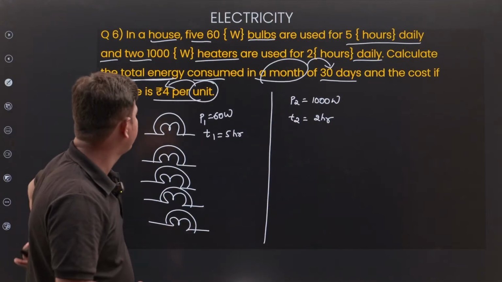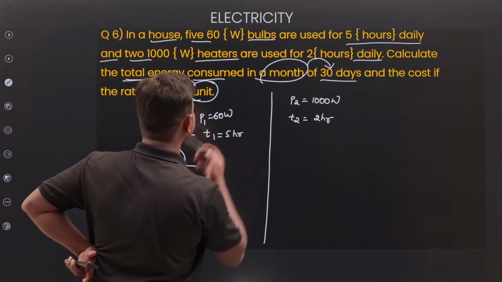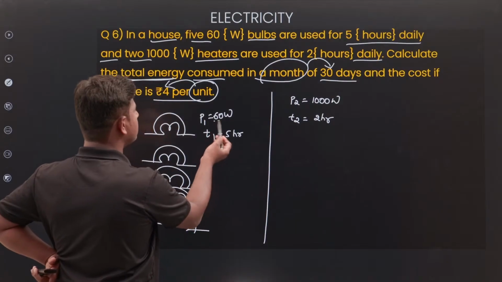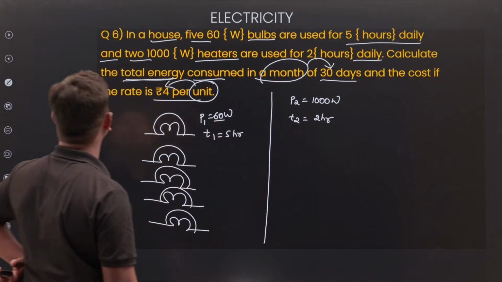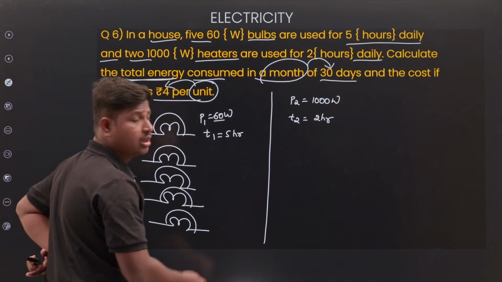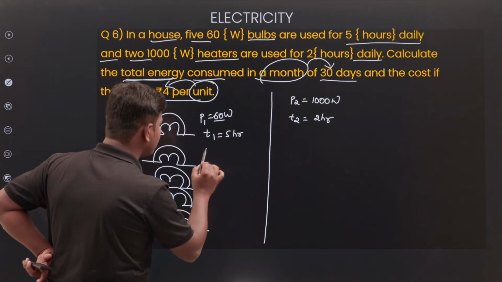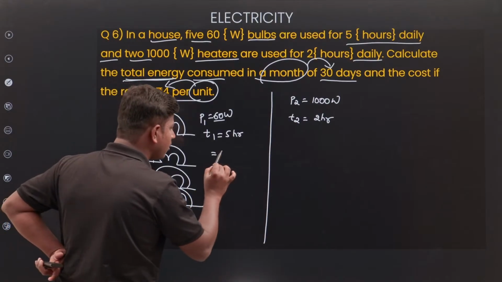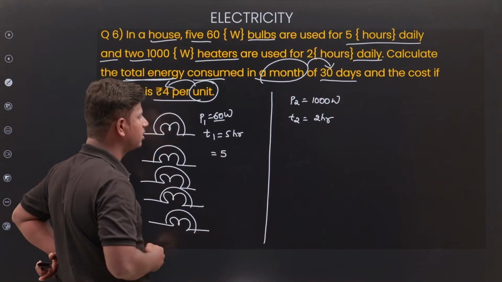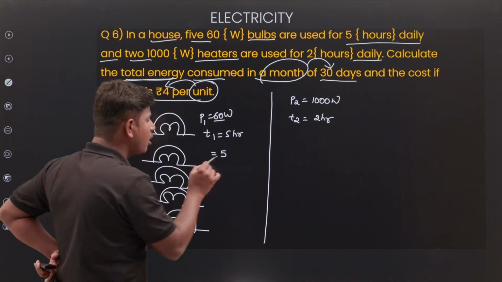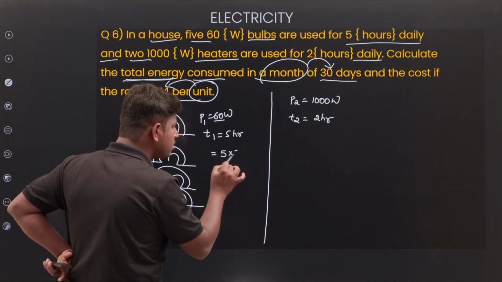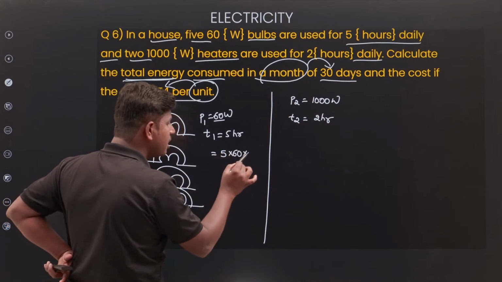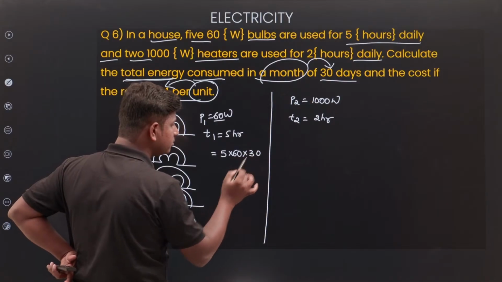Now see here, 5 hours, 60 watts. Okay, calculate the total energy. Total energy is equal to 5 hours daily, how much power? 60 watts. How many days? 30 days.